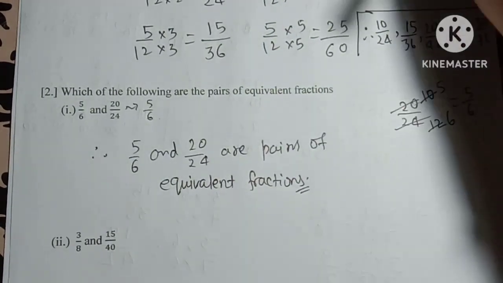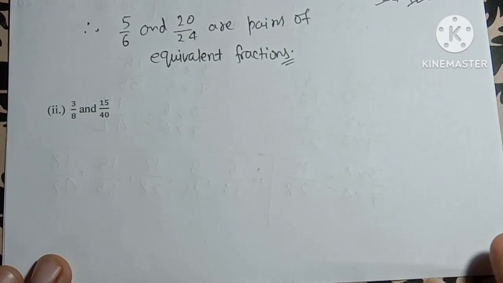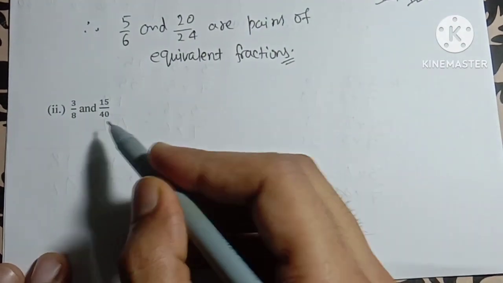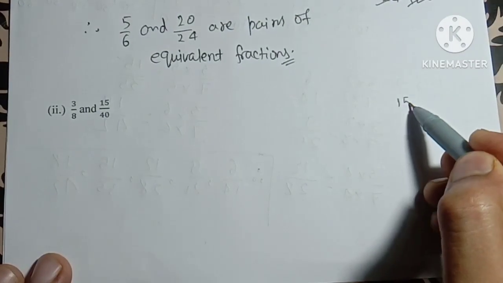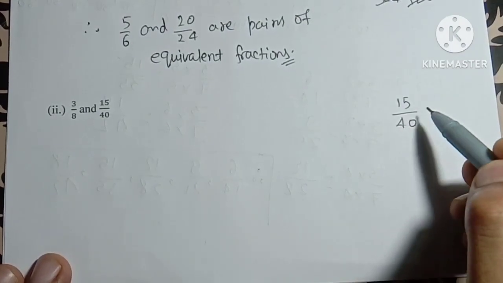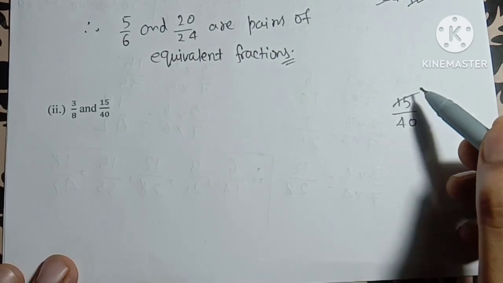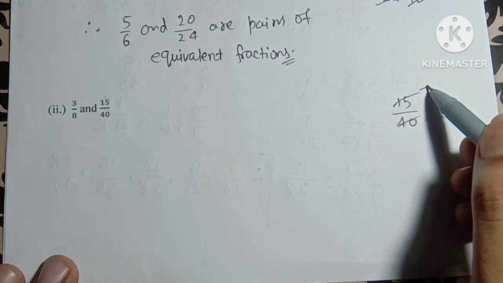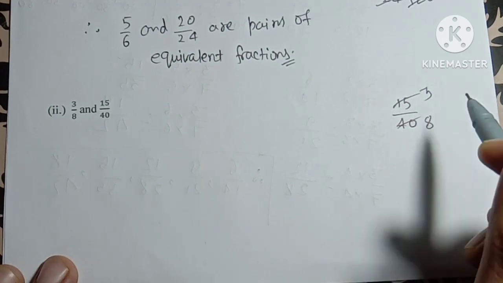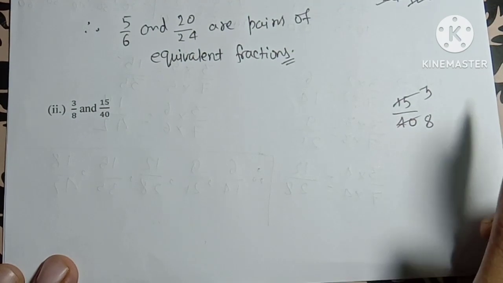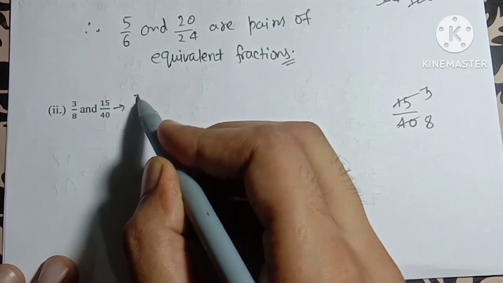Second number, C. 3 by 8 and 15 by 40. Now 3 by 8 cannot be simplified further, but 15 by 40 does. How? We will multiply by which number? So we will multiply it by 5. 3 times 5 is 15 and 8 times 5 is 40. So 3 by 8 is the simplified form of this fraction.